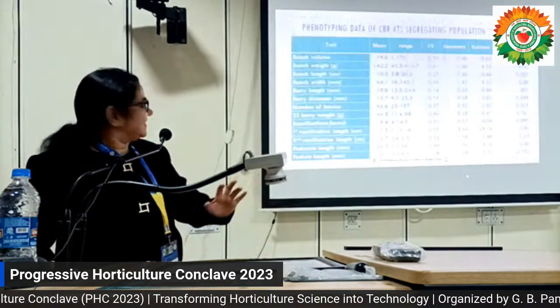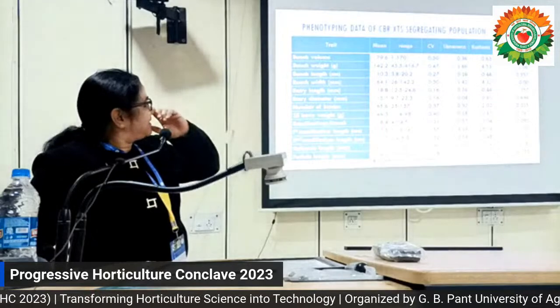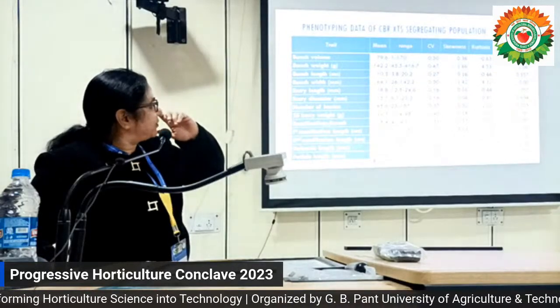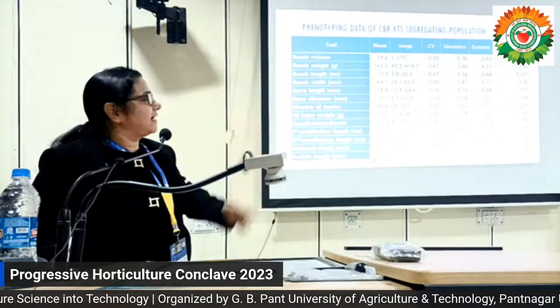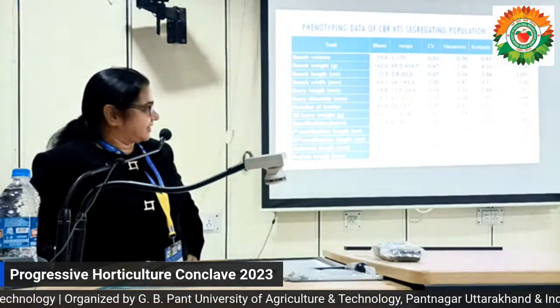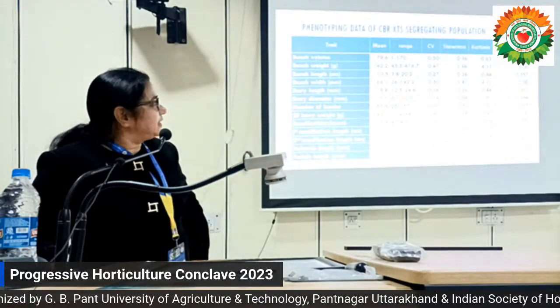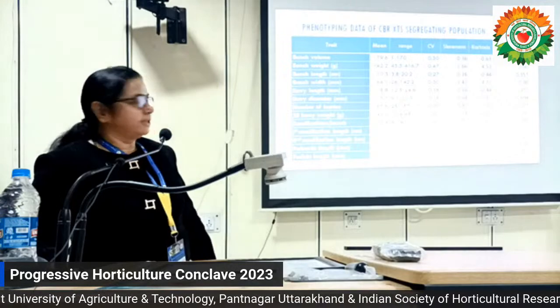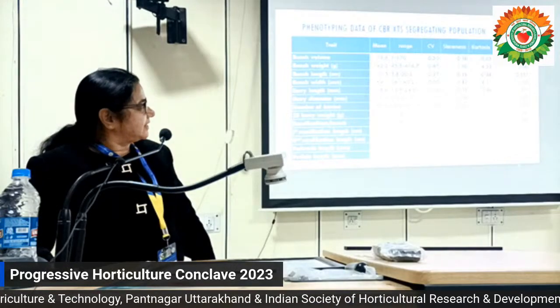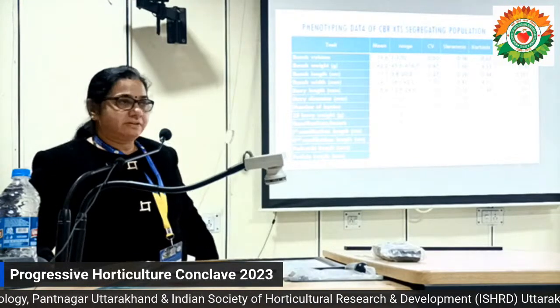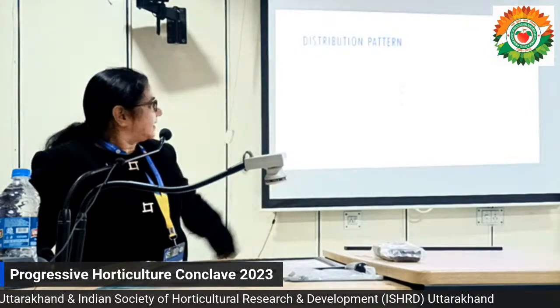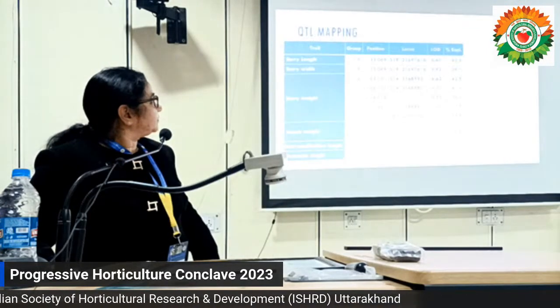This is again phenotypic data of the population. Those hybrids have wide variability for the traits. In fact, in this population, we could get a normal distribution for many traits, as we can see from the Shapiro-Wilk value. And this is the distribution pattern.